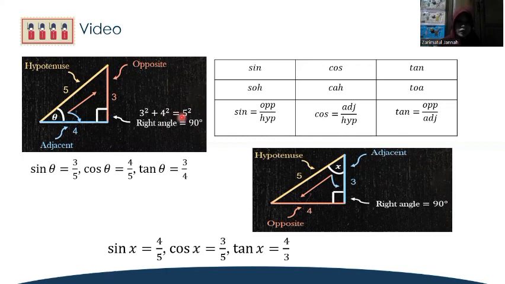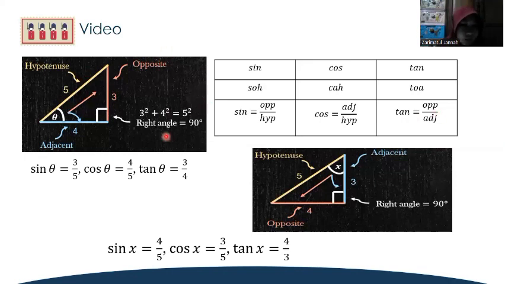Okay, in the table is trigonometry. The first, sine: the formula is opposite per hypotenuse. Cosine: the formula is adjacent per hypotenuse. Tangent equals opposite per adjacent. Okay.